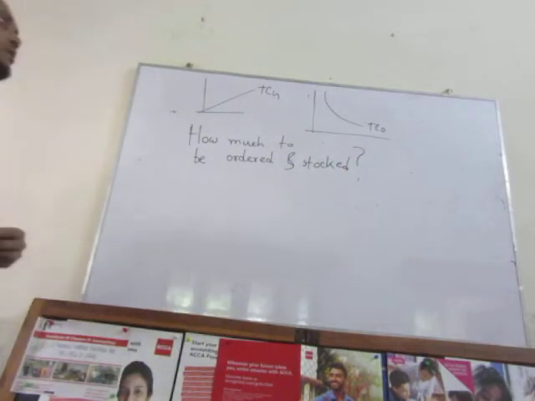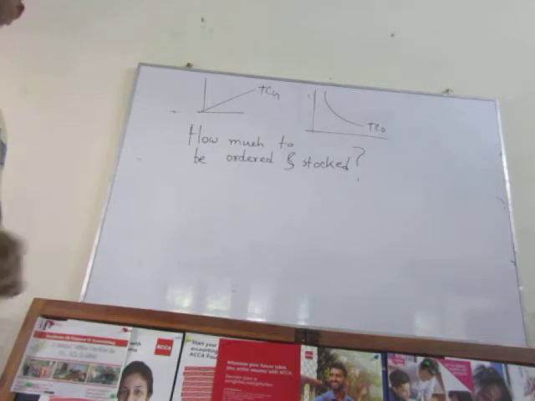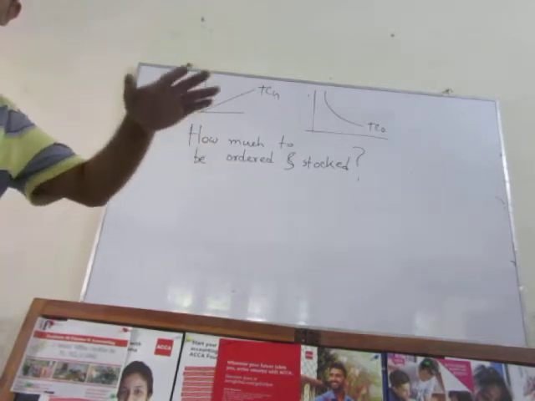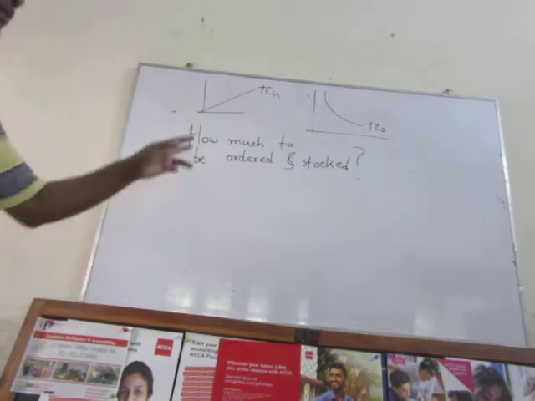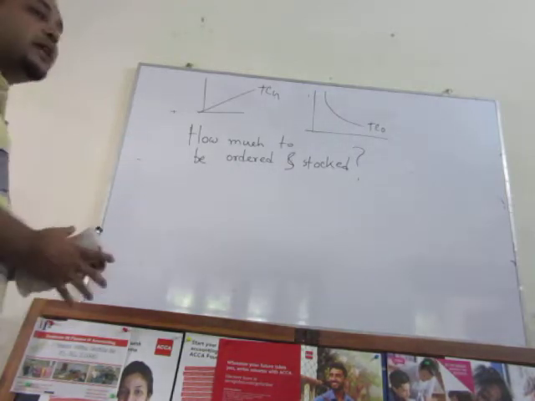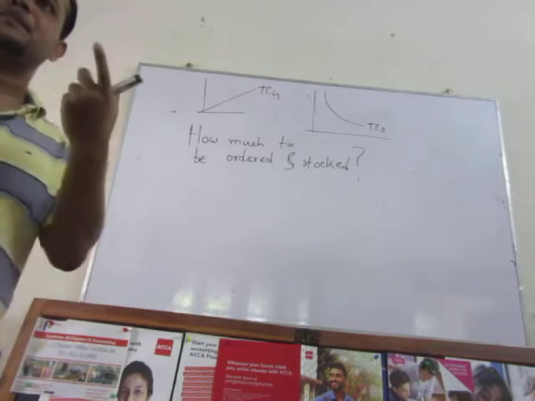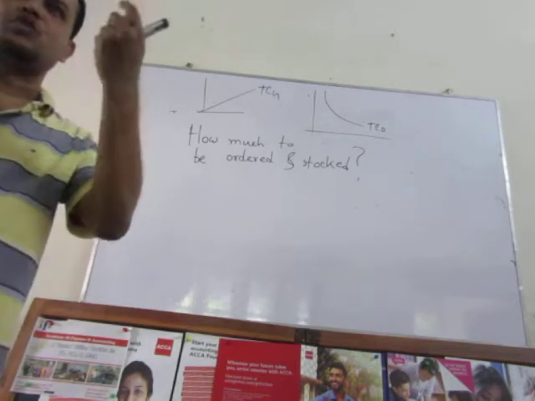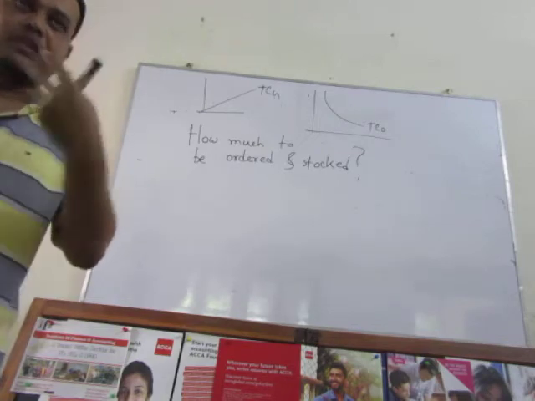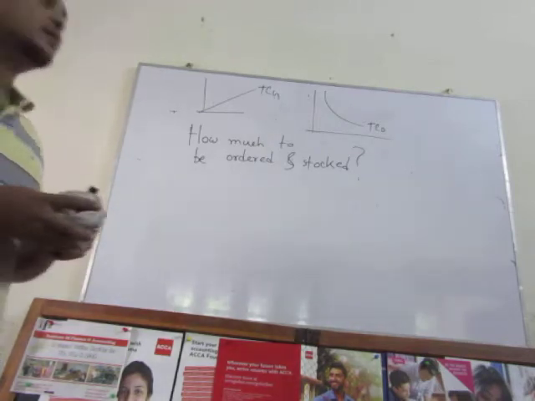How much to be ordered and stocked, because cost is related to that, and we are here to control the cost, right? The question is how much we have to order and stock, so that we can minimize the total stock related cost. Minimize means least. It will not go beyond that, or it will not go down that. That means least. We have to find out that least.